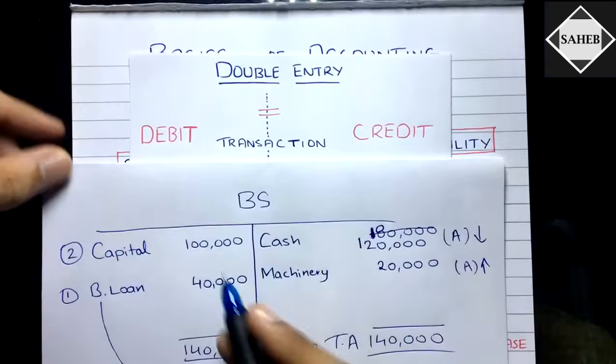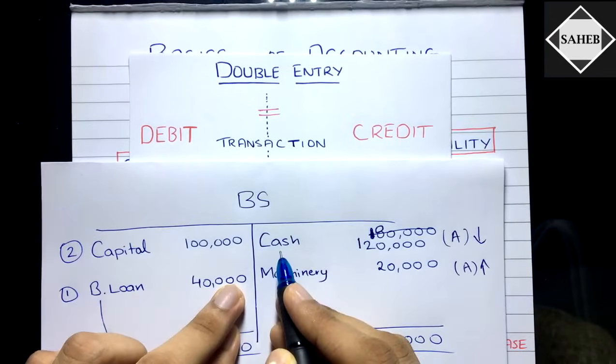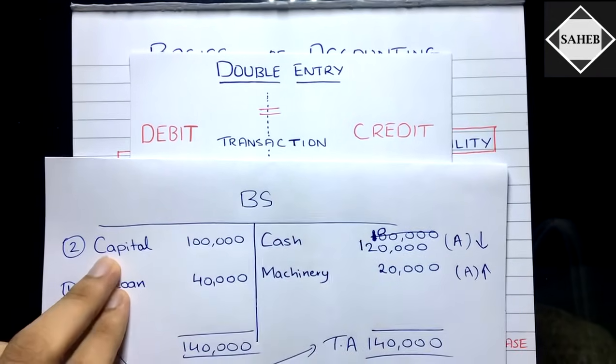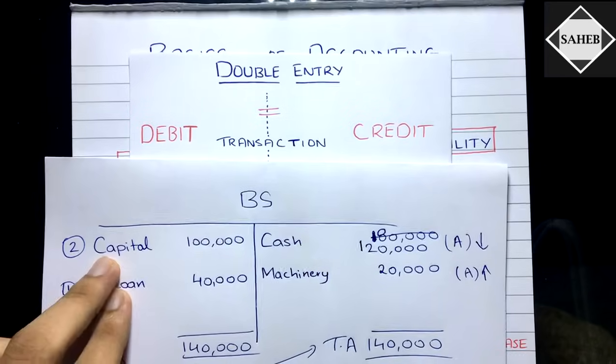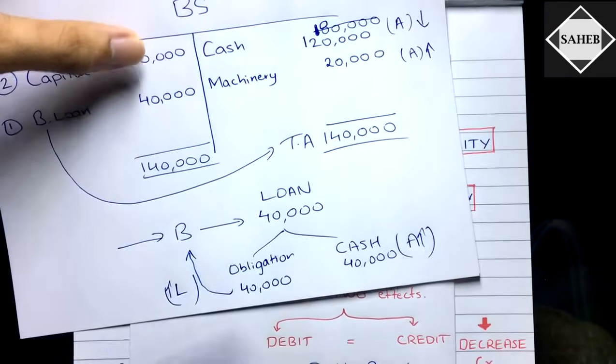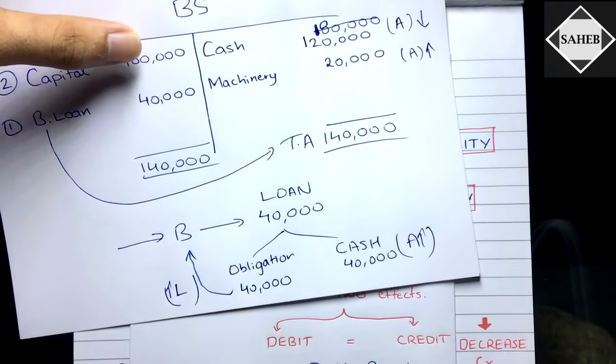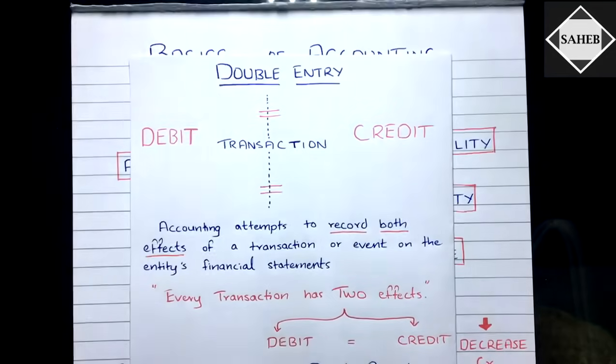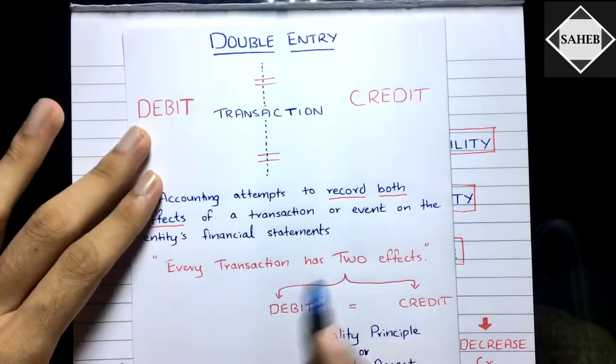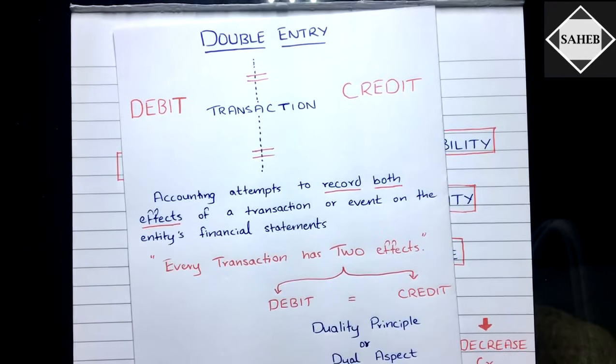So that's what. When you brought the money into your business, what happened? Cash increased, capital also increased. Yeah, and one of them will be debit and another will be credit. Okay, so we'll learn that. So this is what is double entry. Every transaction will have two effects. Do you get this?